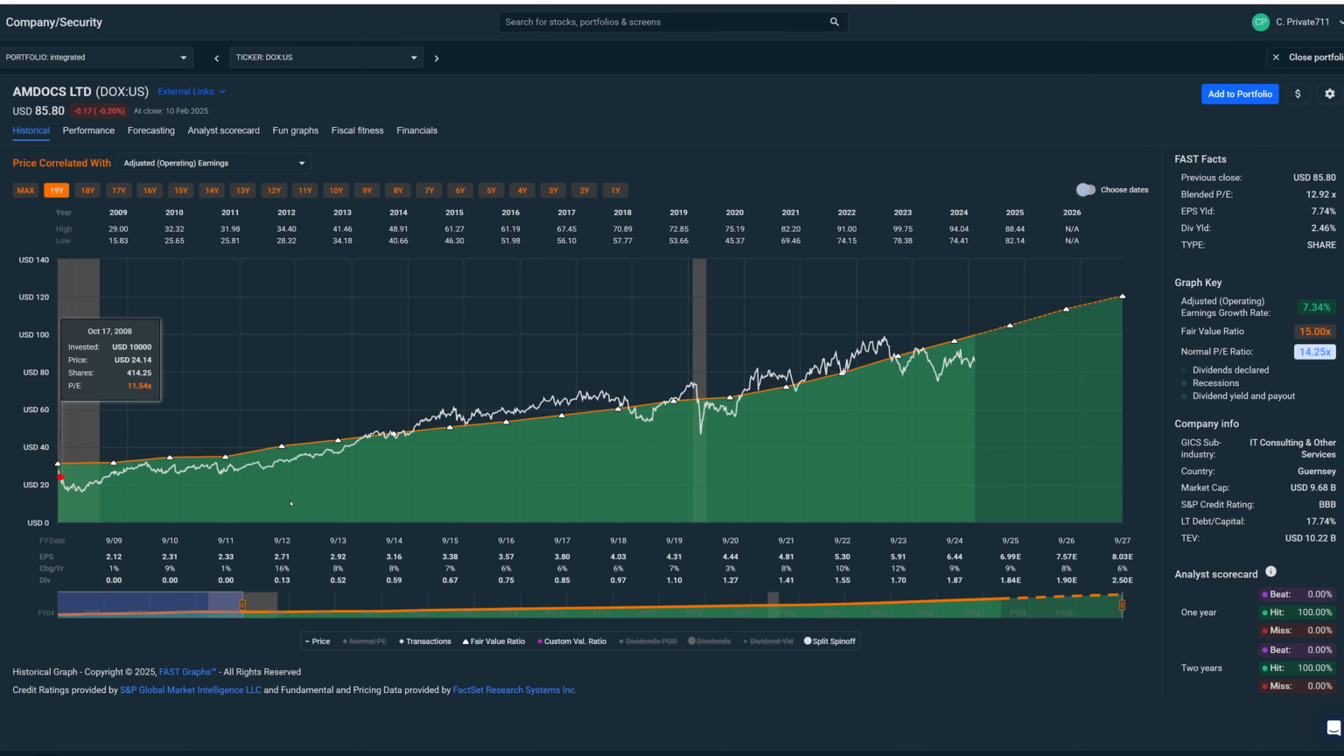I picked a spot that wasn't the top price there. The PE is now 12.92. So what I can expect is I'm going to get 7.34% earnings growth. I'm going to get a PE that expanded from 11.5 to 12.9. So that means I should earn more growth than 7.34%.